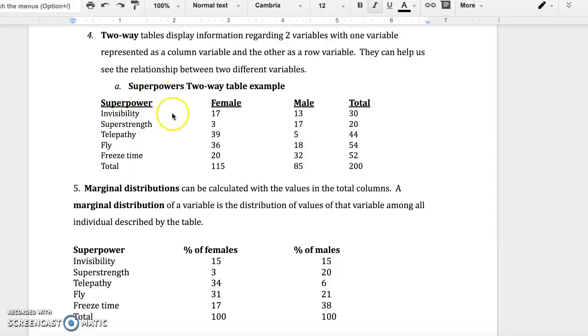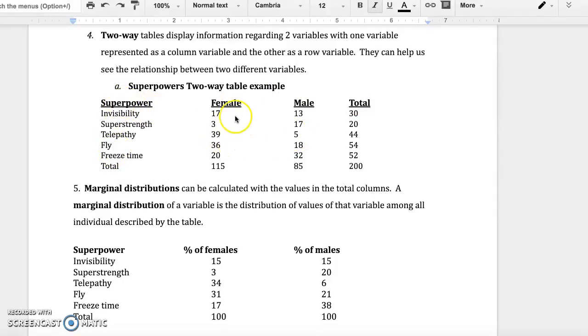Here we have superpower preference and gender. Between these two categorical variables, we have counts, and we can see if, for example, your gender makes you more or less likely to choose a certain superpower. We can see a large difference between the females and the males for super strength, for example. So that's an example of a two-way table, two meaning the number of variables, so superpower and gender.